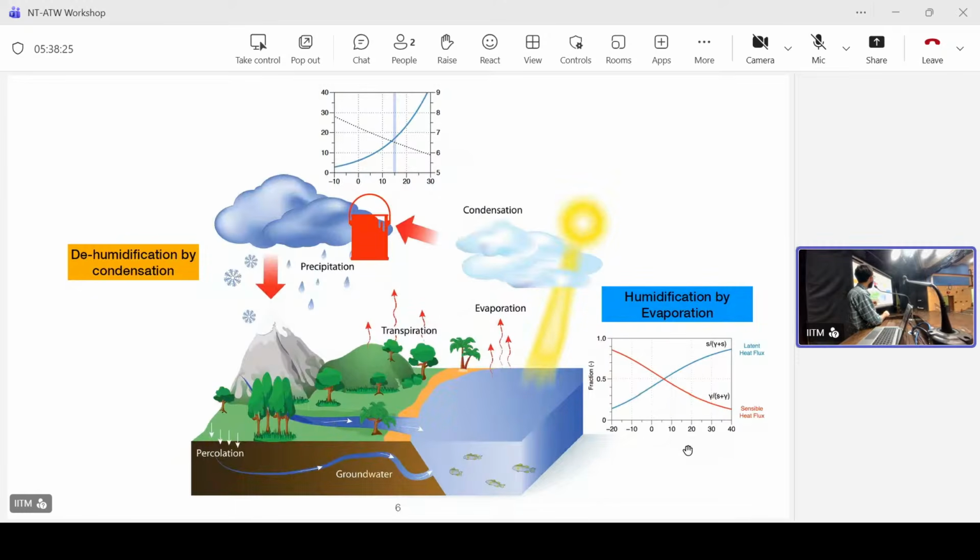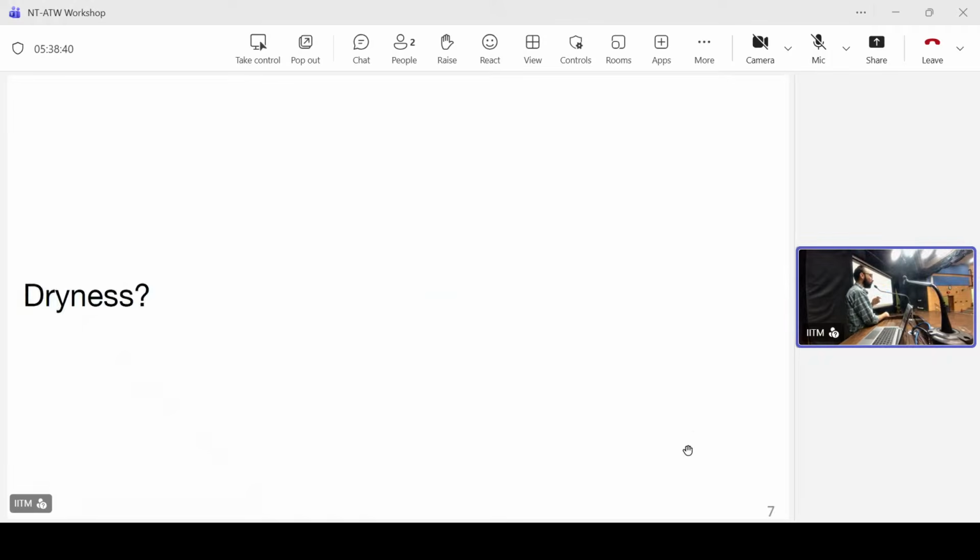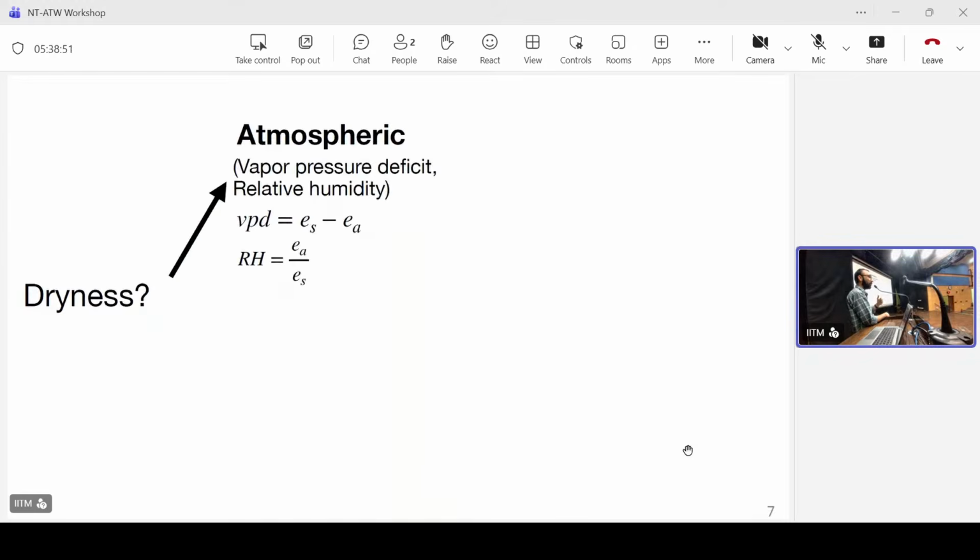So here in the atmosphere, the bucket size is determined by Clausius-Clapeyron. So whenever we talk about dryness there, this is what will be important. And for evaporation, there's a slightly different process that decides the sensitivity. And so when we talk about dryness, there are actually two ways you can look at whether or not things in the water cycle are getting dry. One is the atmospheric perspective. An atmospheric scientist, or a person who looks into the atmosphere only, would look at vapor pressure deficit or relative humidity to determine how dry the atmosphere is, or how dry one component of the water cycle is.